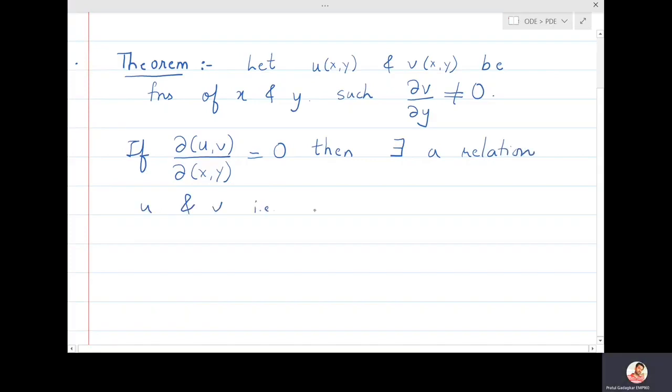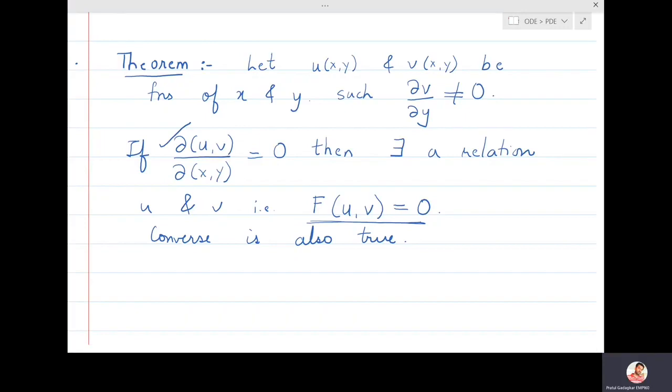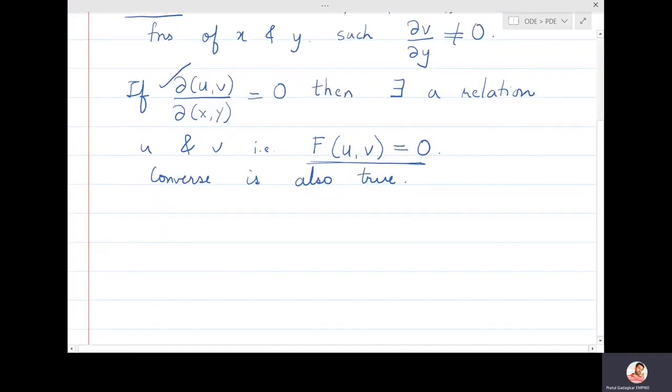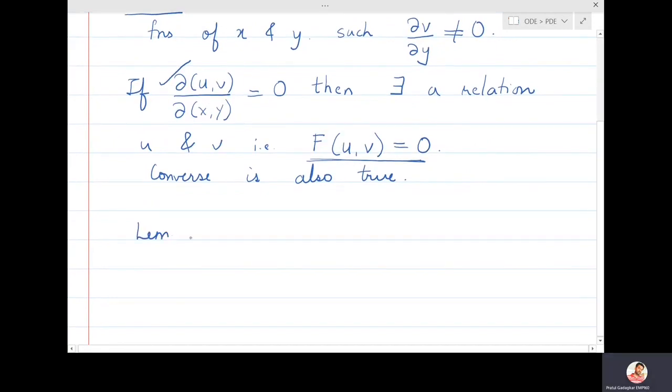That is, we can find a function of u and v such that f(u,v) is equal to 0, and this result holds conversely true. So the converse is also true. It means if f(u,v) is equal to 0, then the Jacobian of u, v with respect to x, y will be equal to 0. The proof of this result we will be proving in some other video. Let us move on to the next important lemma that we are going to need.